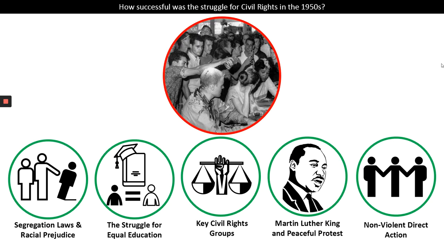So that brings us to the end of the video then. We've seen the struggle for civil rights in the early 1950s, leading into the 1960s. We've looked at the context, the segregation of American society. We've looked at how the struggle for education then led to the growth of other areas in the civil rights movement. We've looked at the key civil rights groups, Martin Luther King and his actions and his favor for peaceful protest, and then specifically non-violent direct action.